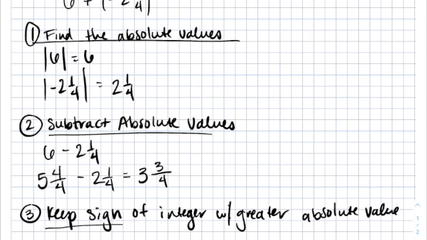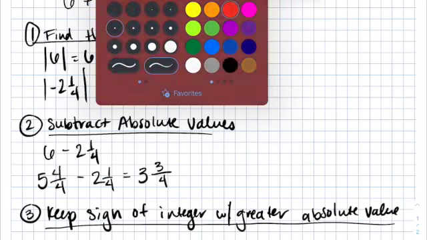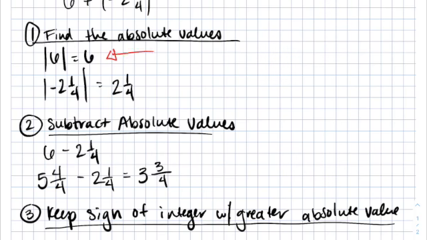And in our original, in step number 1, 6 was the number with the greater absolute value. So our answer, so 6 had the greater absolute value than -2 and 1/4. So our answer is going to be 3 and 3/4. Positive 3 and 3/4. We don't need to add the plus sign in front of it. Only if it was negative. Our answer is positive 3 and 3/4.